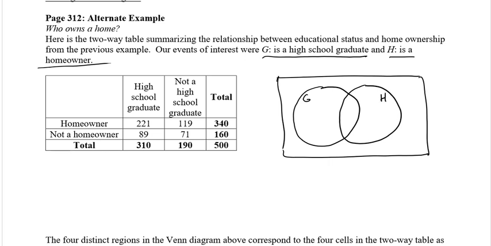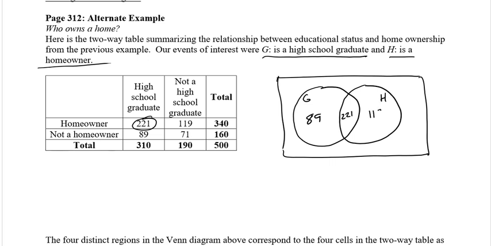Now in the middle are the 221 people that are both high school graduates and homeowners. In G, they're not a homeowner, but they're a high school graduate. So in here there are 89 people that graduated high school but do not own a home. We have 119 people who are not high school graduates but own homes, so that 119 would go here.